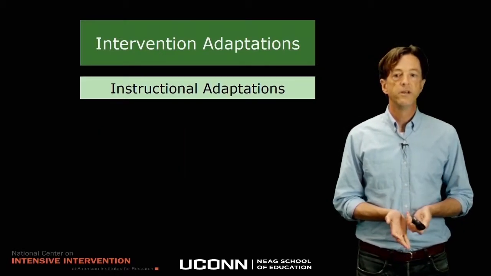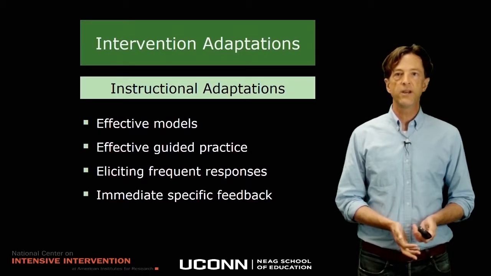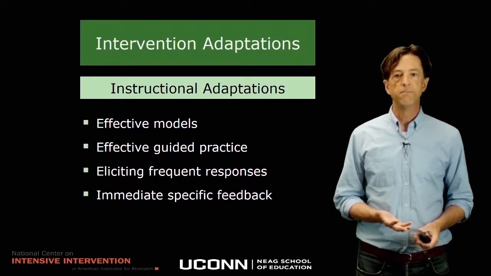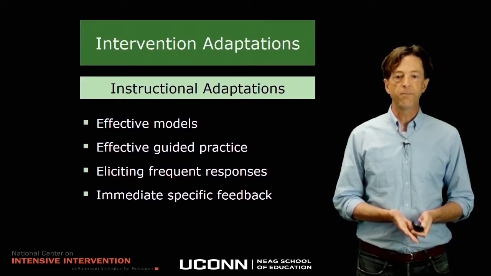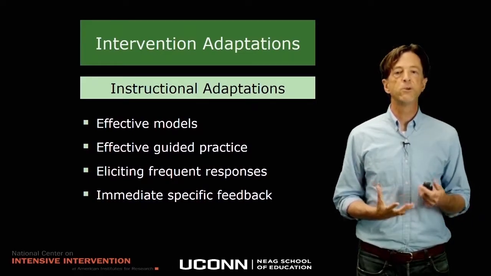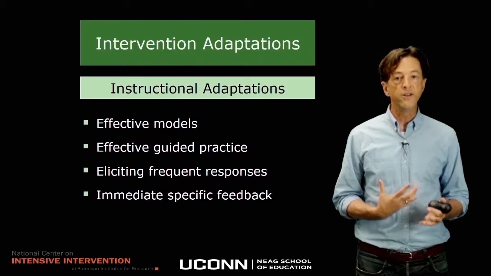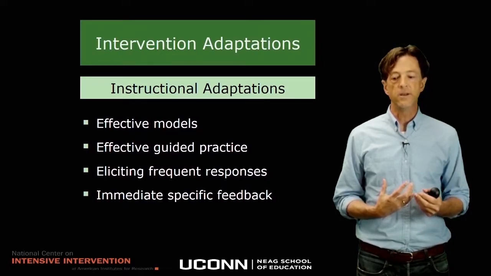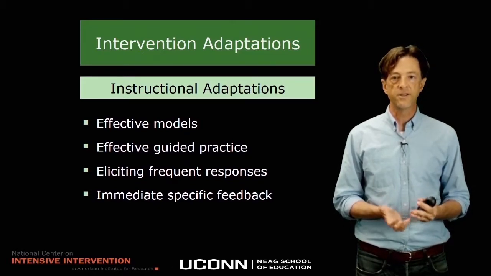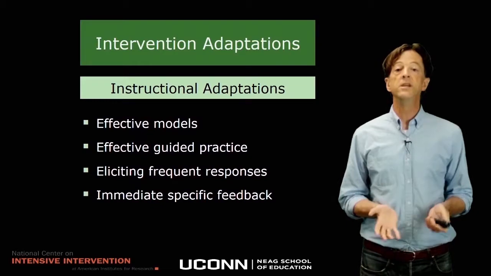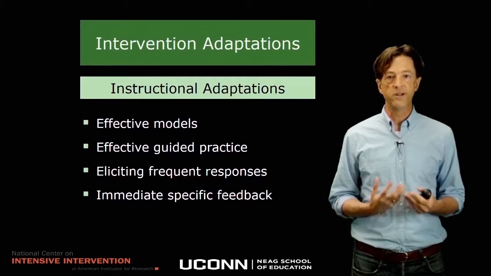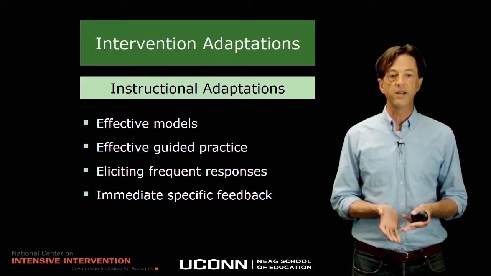How do we provide explicit instruction to students that maximizes the likelihood that they're going to be learning what we teach? So when we think about instructional adaptation, some of the things we think about are providing effective models of skills and strategies, making sure that we give students effective guided practice and different types of practice opportunities, making sure that we elicit frequent responses that make sure that students are highly engaged in instruction and practicing skills and being able to do something and engage with the skills and the content. And also making sure that we give immediate specific feedback to students, especially at these initial stages of learning, and especially for students that are having difficulty with the content.